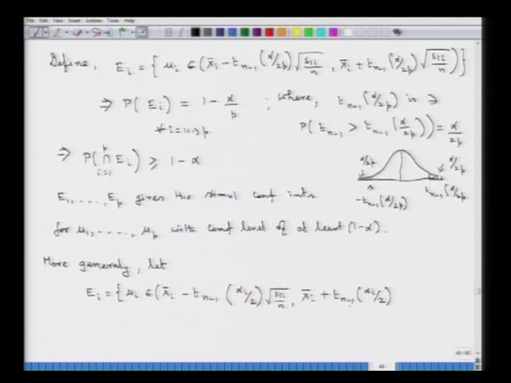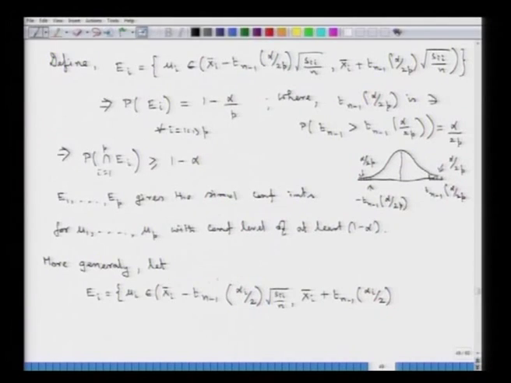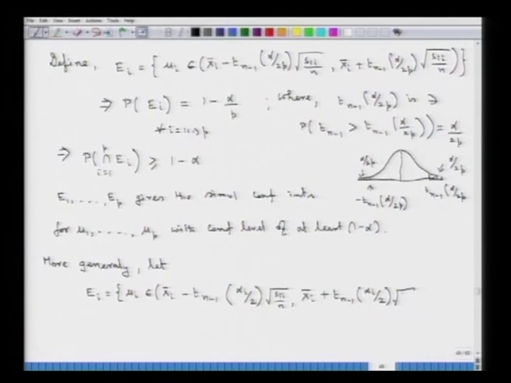Now this t_{n-1, alpha_i/2} has a similar interpretation to what we noted earlier, that t_{n-1, alpha/2p} is the upper alpha by 2p cutoff point of a t distribution on n minus 1 degrees of freedom. So similarly here, this t_{n-1, alpha_i/2} is the upper alpha_i by 2 point of a t distribution on n minus 1 degrees of freedom, with S_ii divided by n. So this is the random interval we are now considering.